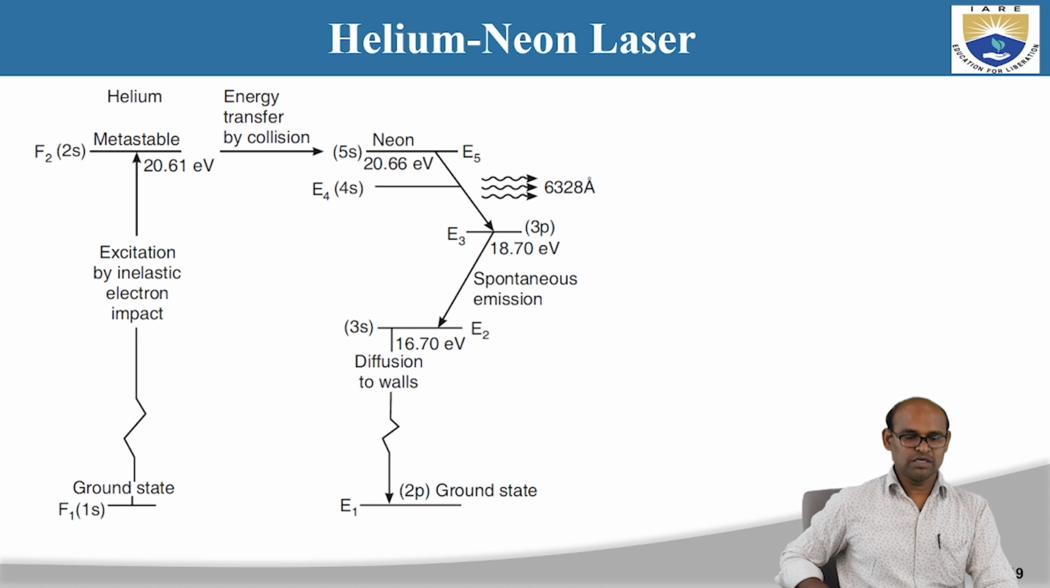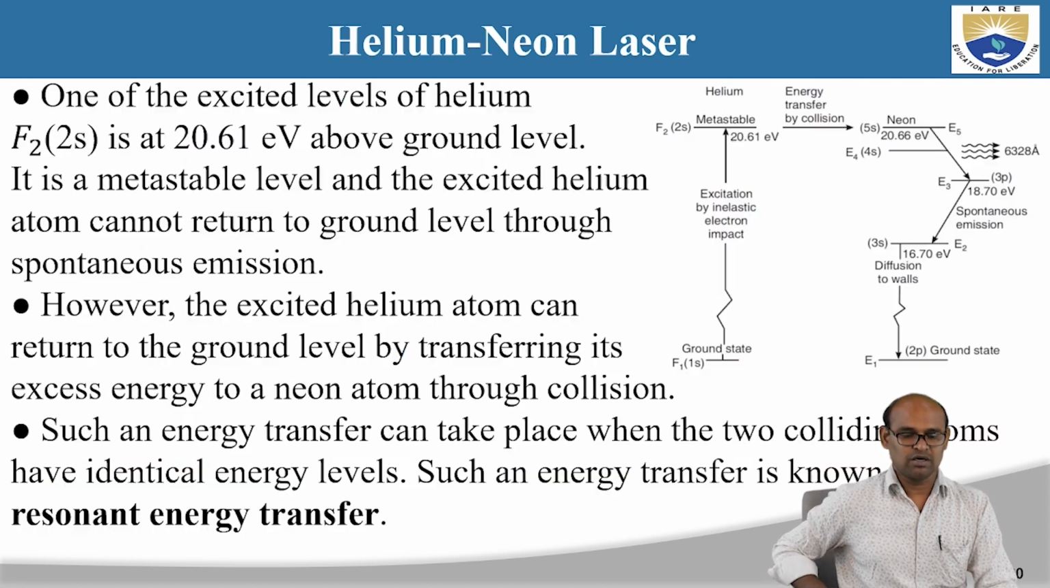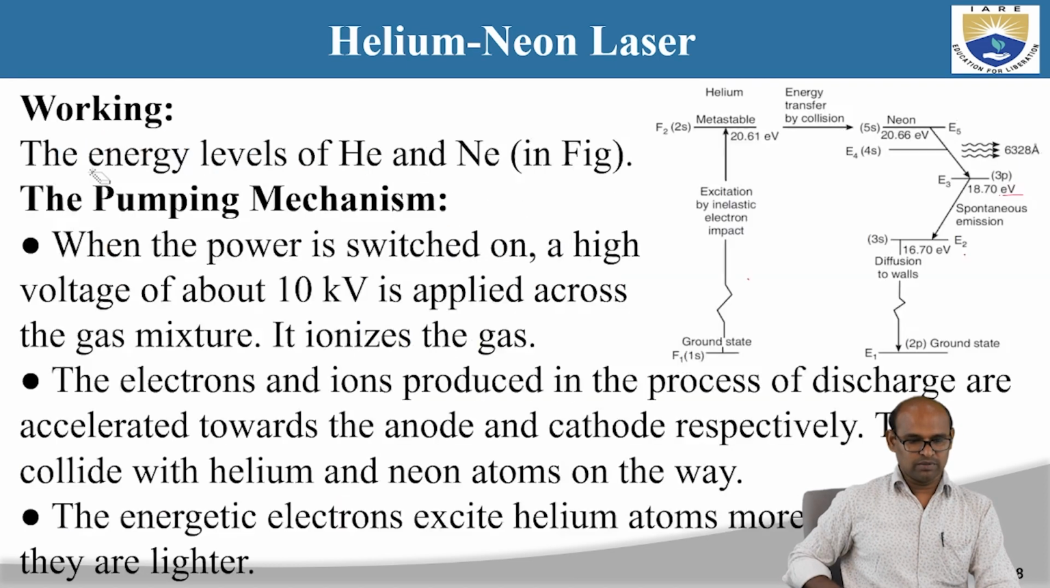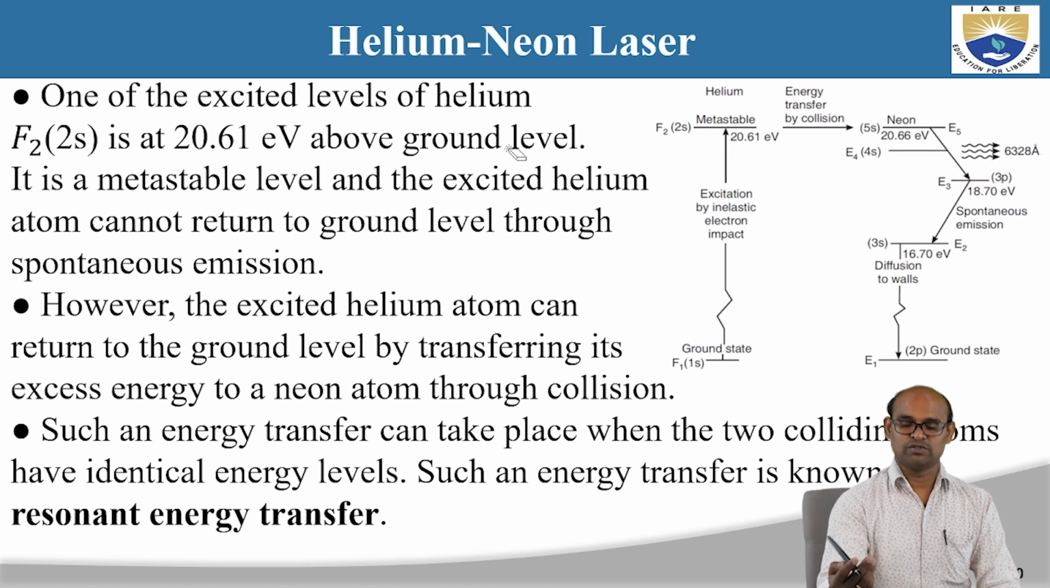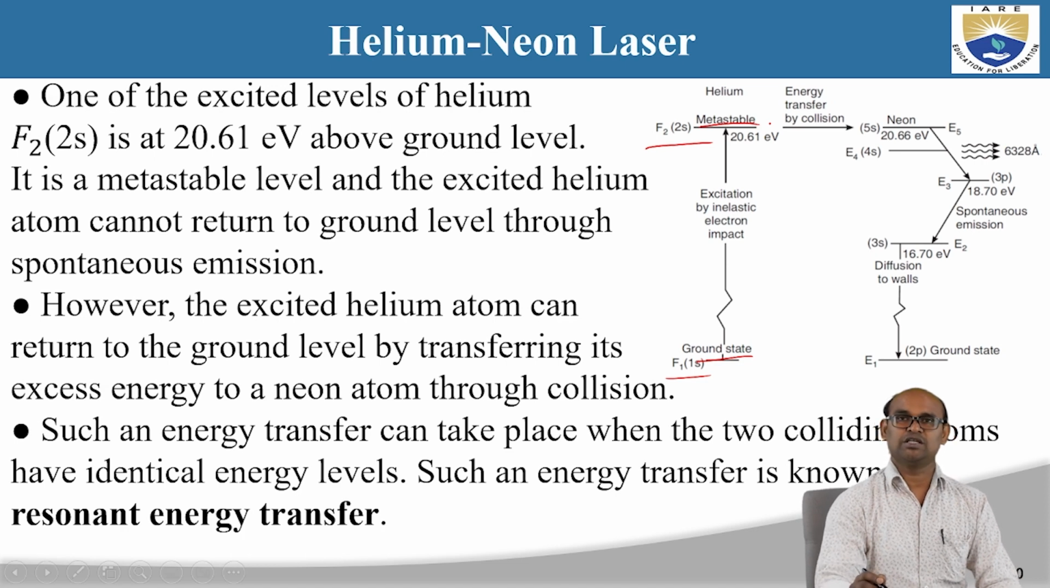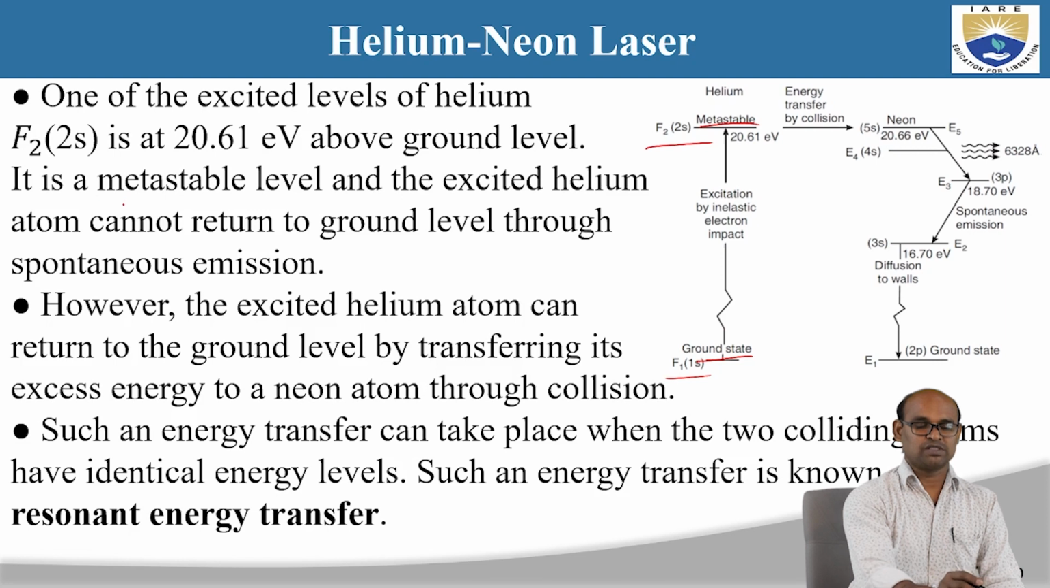These are the energy level structures of the helium neon atoms. One of the excited levels of the helium atom, F2, is around 20.61 electron volts above the ground level. So the helium atom has two energy levels: F1 is the ground state and F2 is the metastable state, which has energy of around 20.61 electron volts.